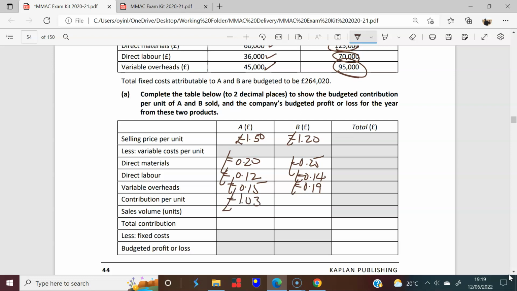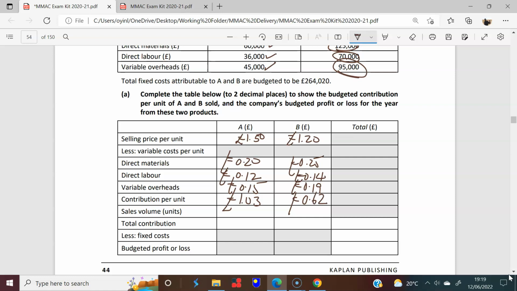Yes, and we do the same thing here. We have £1.20 minus the £0.25 minus the £0.14 minus the £0.19, which of course is 0.62.